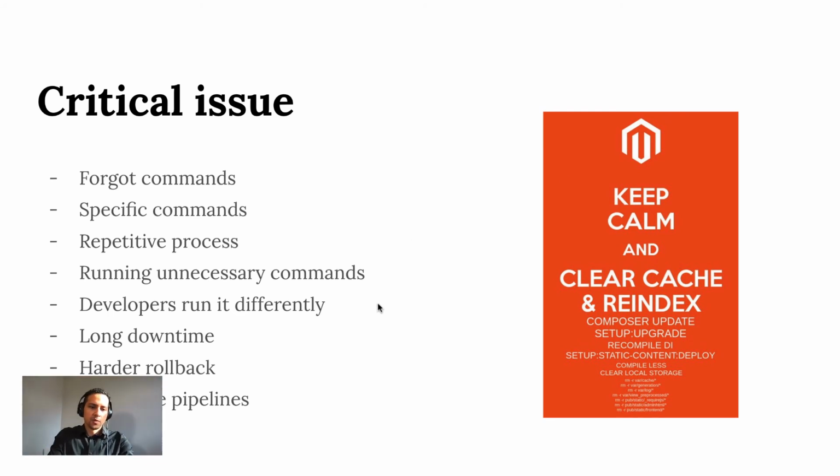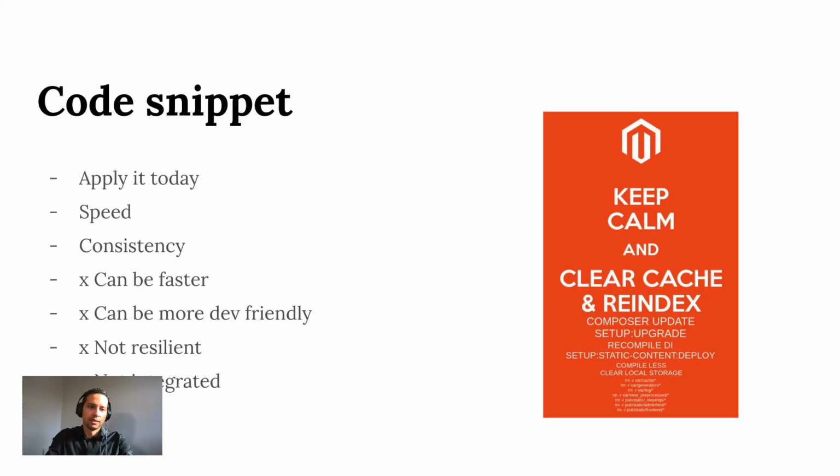So developers run it differently. As I said before, usually we had very long deployment times and a harder rollback when we needed to restore the previous version, and expensive pipelines running for a long time, waiting for all the commands to be executed, and then returning, with the pipelines running all the time. So very expensive pipelines. So the first approach would be, let's create code snippets. Code snippets shared across the team, not just one documentation, and let's apply it. The first approach that I applied was almost 5 years ago.